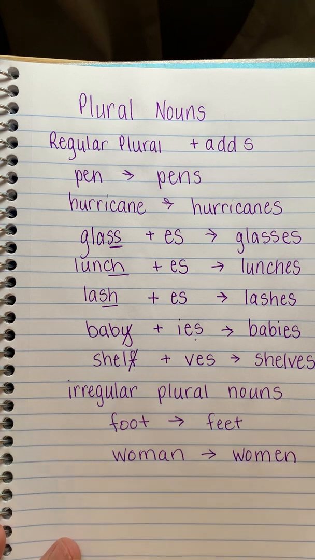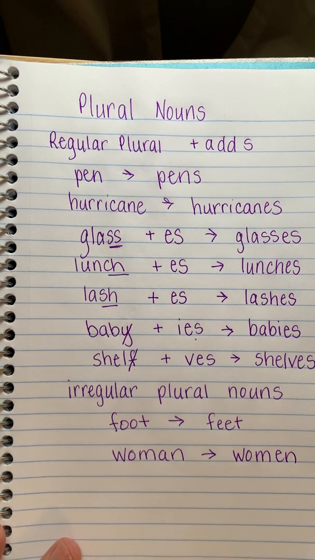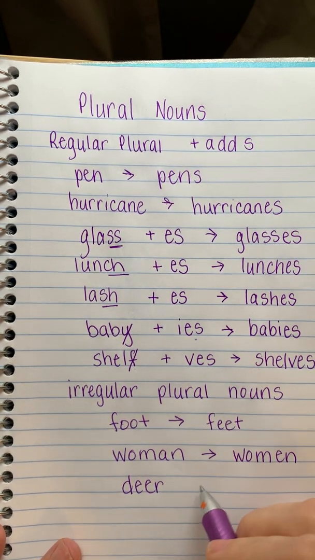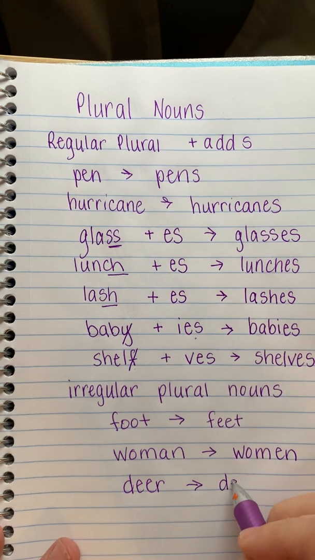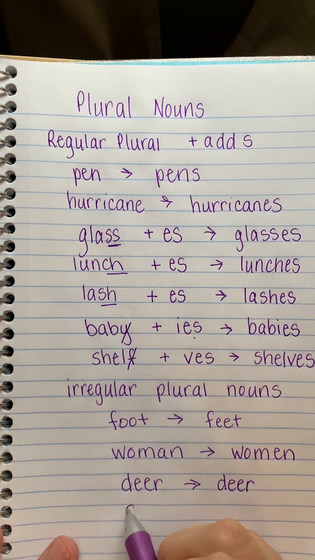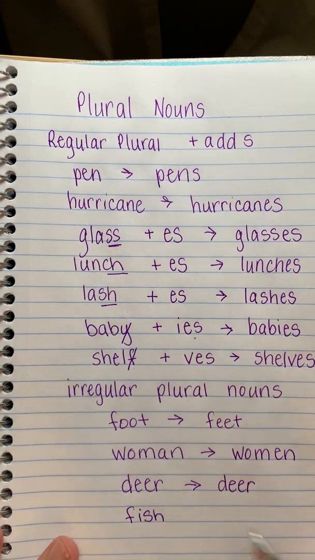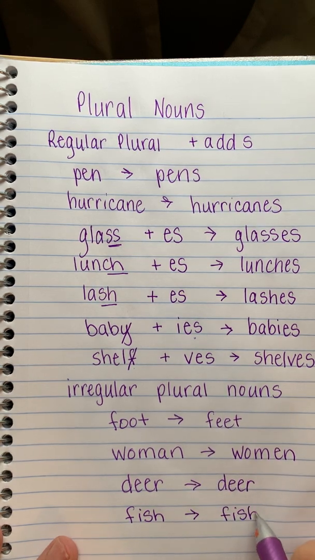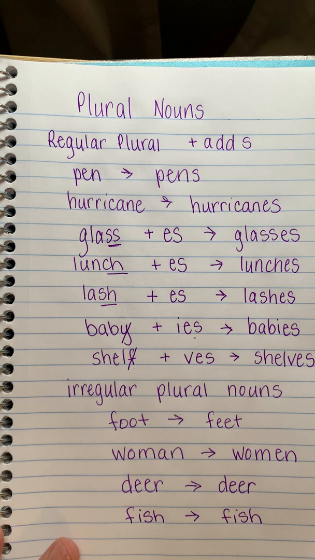There are some words that are like this. Another kind of irregular plural noun that you're going to encounter is it's the same word. So for example, deer. You can have one deer or you could have a dozen deer grazing in the field. It would all be the same, deer. Same thing with fish. You can have one fish in your tank or 100 fish in your tank. It would be the same word. So those kinds are called irregular plural nouns.